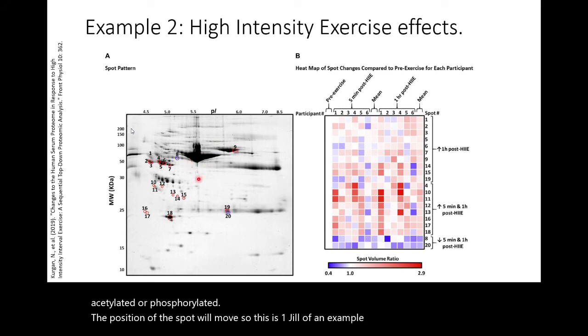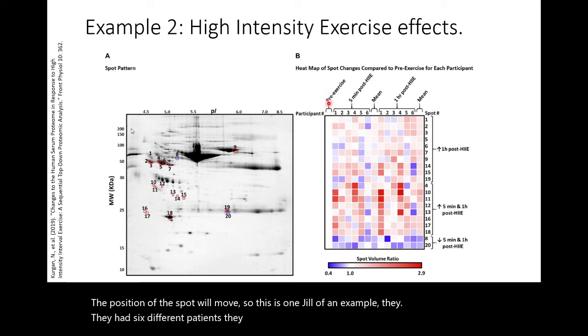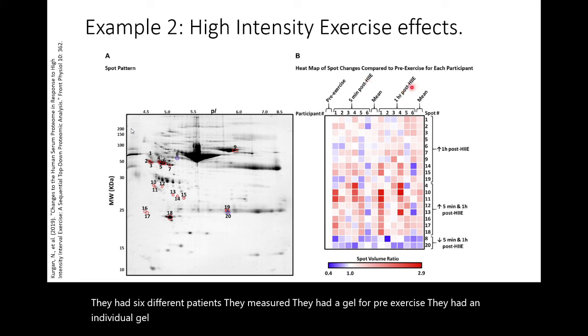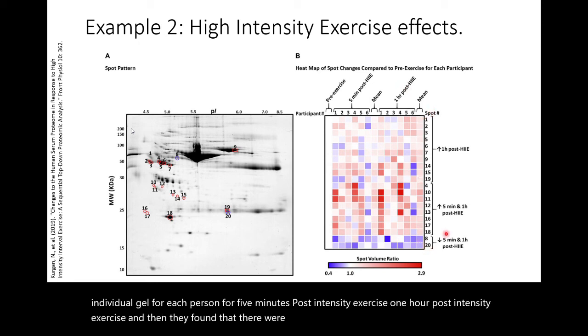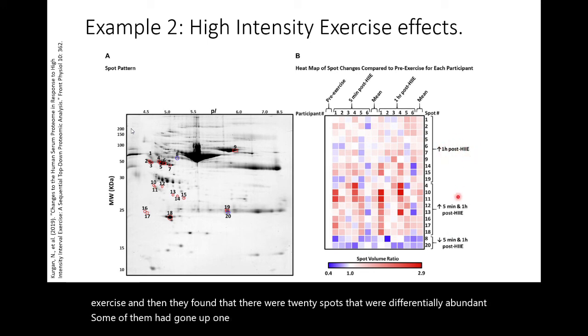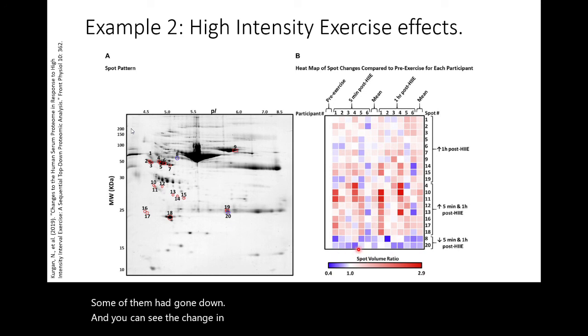They had 6 different patients. They had a gel for pre-exercise. They had an individual gel for each person for 5 minutes post-intensity exercise and 1 hour post-intensity exercise, and they found that there were 20 spots that were differentially abundant. Some of them had gone up 1 hour post-exercise, some of them had gone up at 5 minutes, some of them had gone down. And you can see the change in proteome abundance by the color that is indicated in the indicator down here.